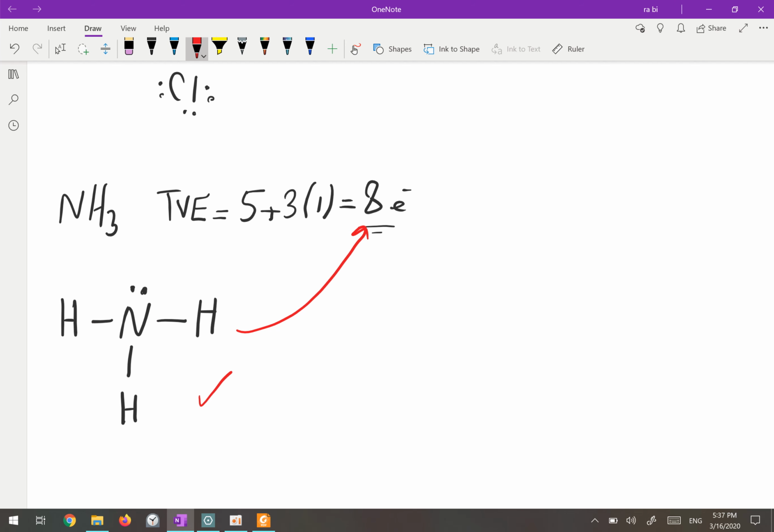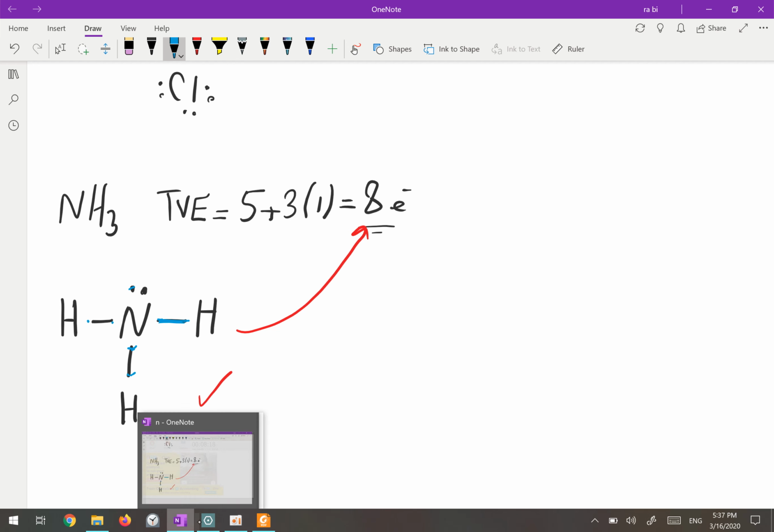Okay, one point that I want to mention here is that these electrons which are shared between the nitrogen and hydrogen belong to both of them. So that's why I say 1, 2, 3, 4, 5, 6, 7, 8. So I count all of these electrons in the bond for the nitrogen. And at the same time, for each hydrogen, I say they have 1, 2 electrons. So the shared electrons now belong to both of the atoms.